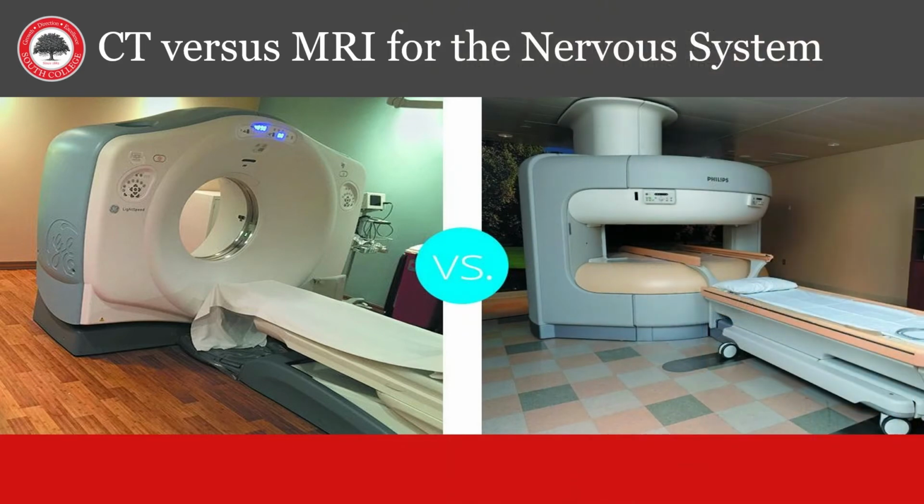When it comes to computerized tomography or CT, seen here on the left, and magnetic resonance imaging or MRI, shown on the right, MRI gives us the best view of the brain and spinal cord, but CT can be used to rule out acute bleeds as it can be done faster.